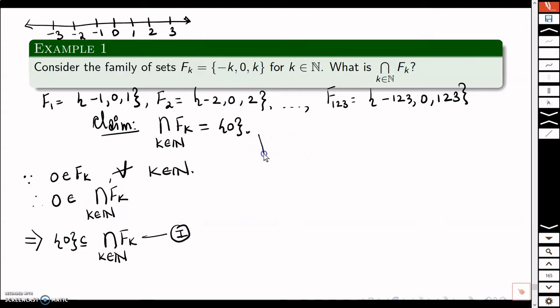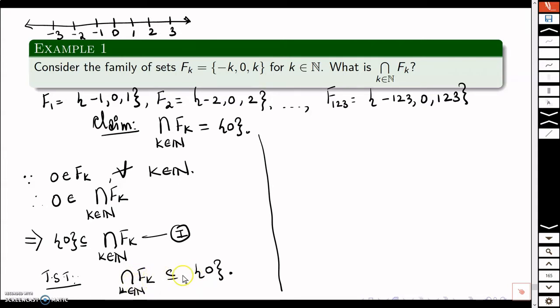Now we have to look at the other side. Now what we have to show is that the intersection of all the fk's is a subset of singleton 0. That means any point I take in the intersection of all the fk's will be present in this set. That means that point is going to be the 0 point, right? So we will do this using contrapositive. We have already studied the concept of contrapositives in our first chapter.